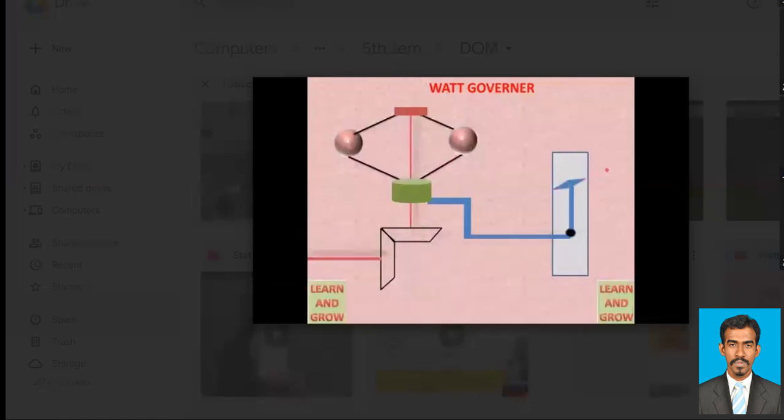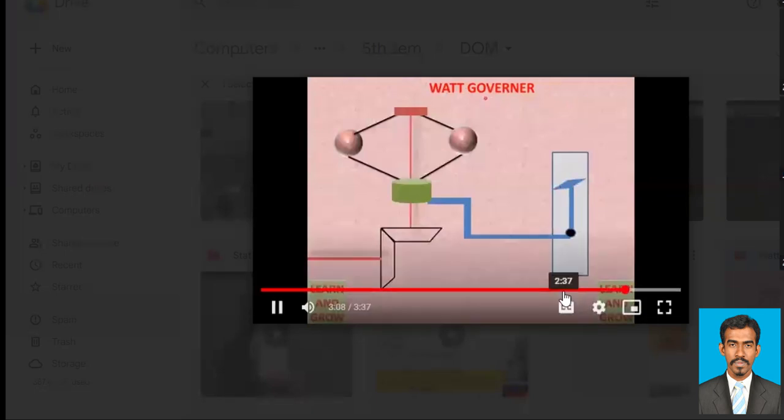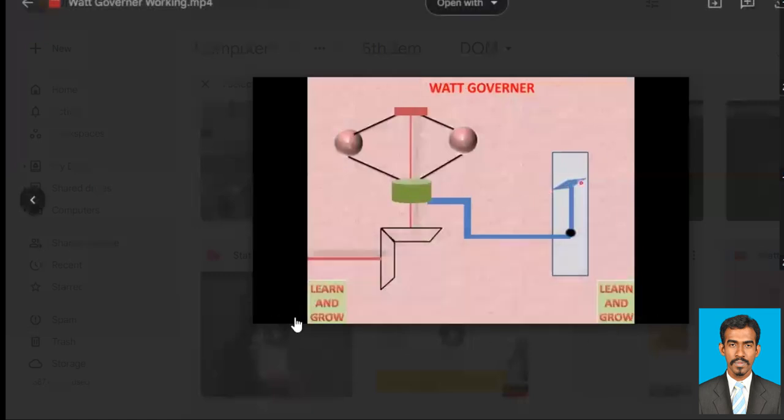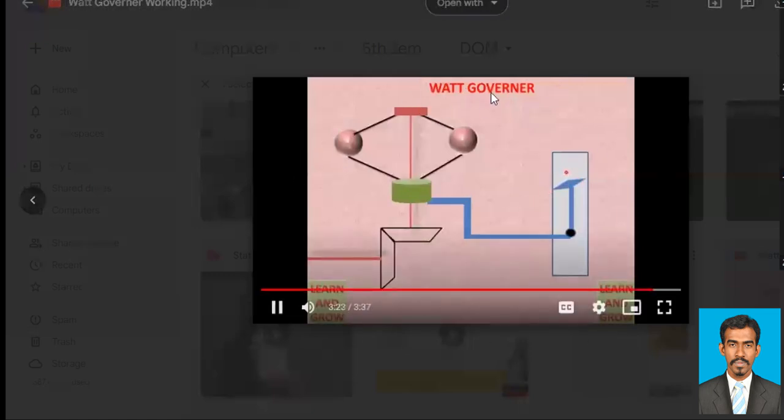So this is just a very basic schematic video I found, but I have some other videos also, the real working, or you can say the animation of the working. Both the videos are available. So when I show you, you will understand it much better. So this is the basic idea of the governor. This is the watt governor, the first type we saw. So this is the basic idea of how and why we use governors.